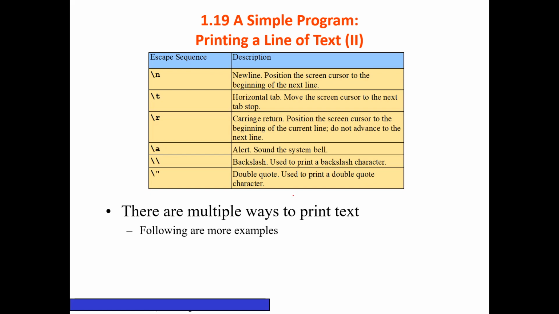Then slash double quote is used to print a double quote. Otherwise, if you put a double quote, the compiler will interpret it as the beginning of a string. If you want to actually print a double quote on the screen, you have to use backslash double quote.